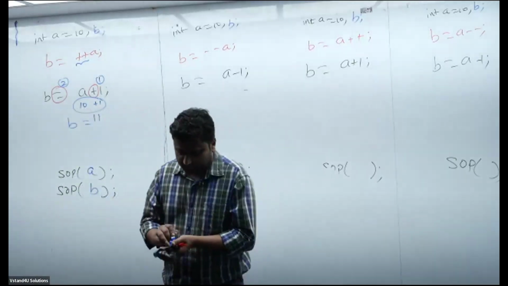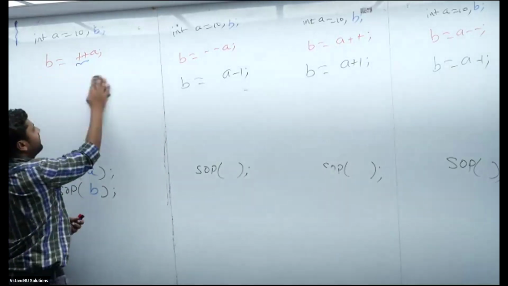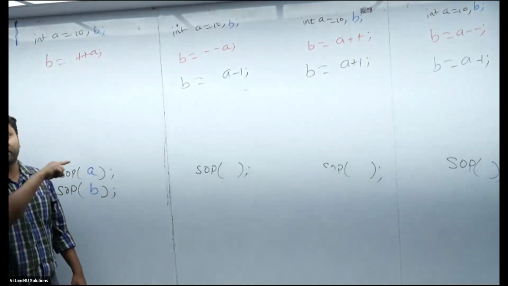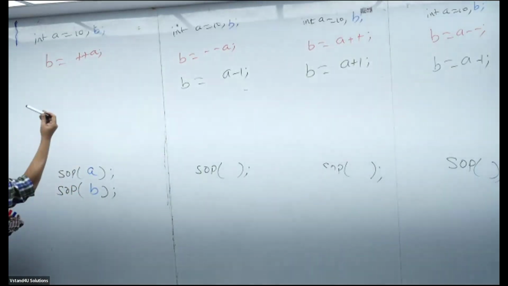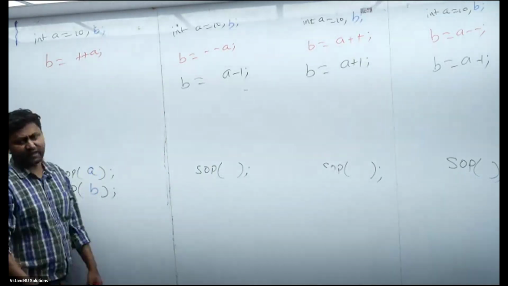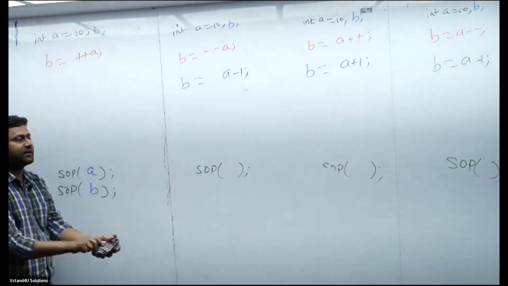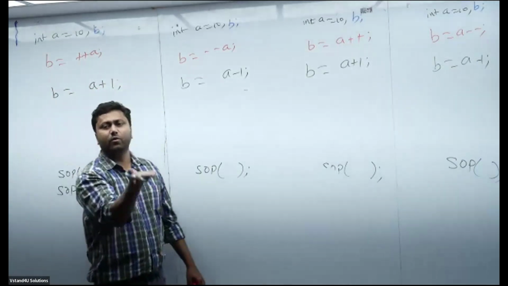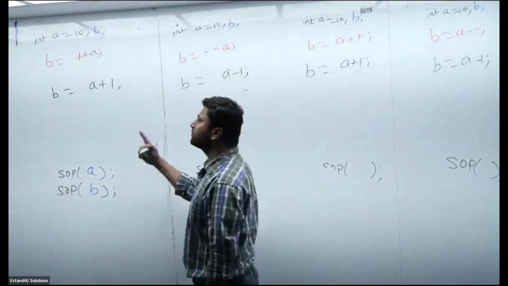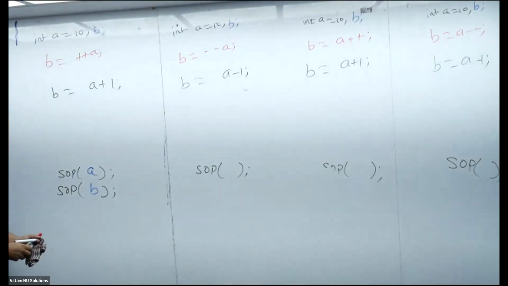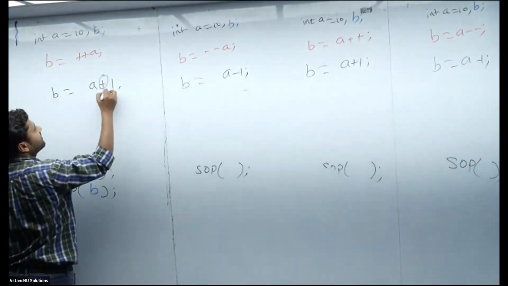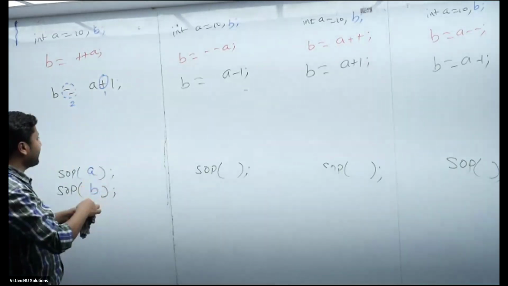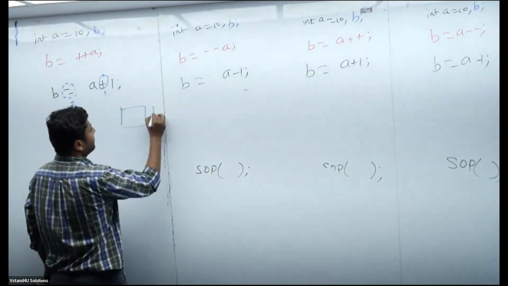Shall I proceed now? Let me explain once again. Pay attention, it is very important, and it will come again and again. B equal to pre-incrementing A means B equal to A plus 1. Any increment operator, pre or post, will increment by 1. If it is pre-incrementation, first you increment, then do the assignment later. Agree?